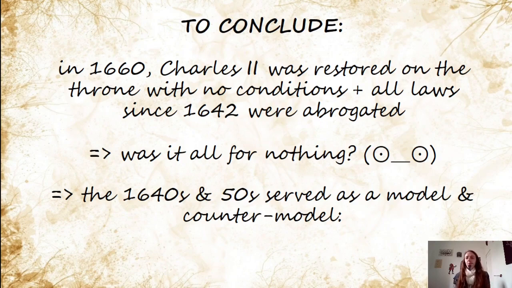Okay, let's just conclude on this. In 1660, Charles II was restored on the throne with no strings attached, no conditions. All laws since 1642 were abrogated. So was it all for nothing?